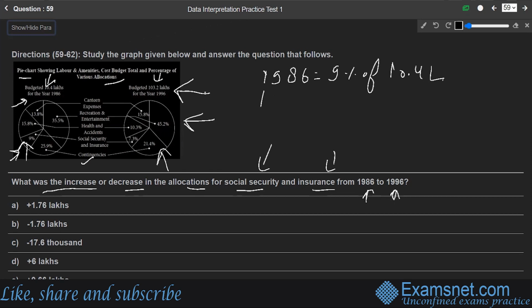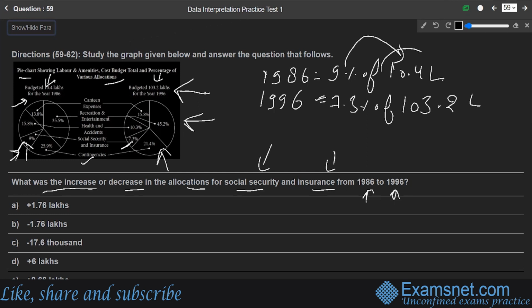And in 1996, that very value is 7.3%, which is nothing but 7.3% of, this time around, 103.2 lakhs. And we have to see the increase or decrease. In this case, we are not supposed to calculate the exact value. We can calculate approximately as much as possible. So let us do some approximation. We have to find out 9% of 10.4 lakh. Rather, we'll find out 9% of 10 lakh. We can approximate this much.